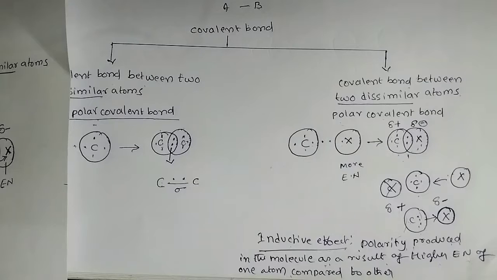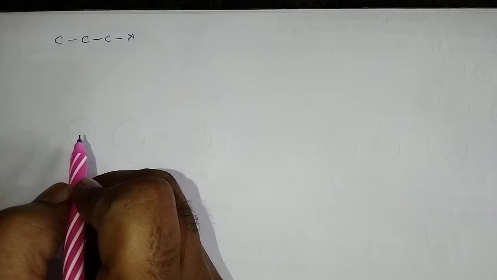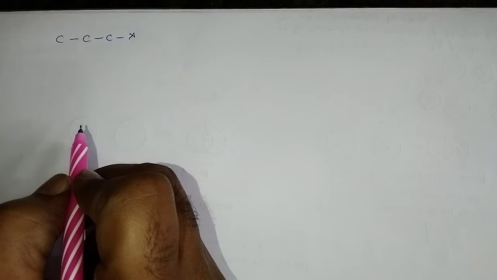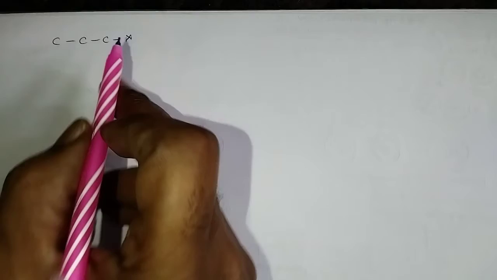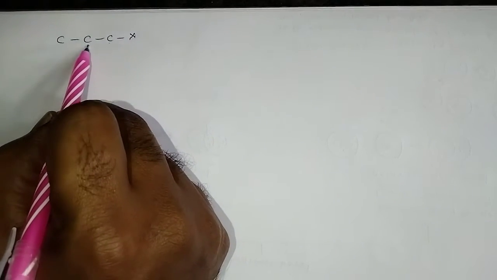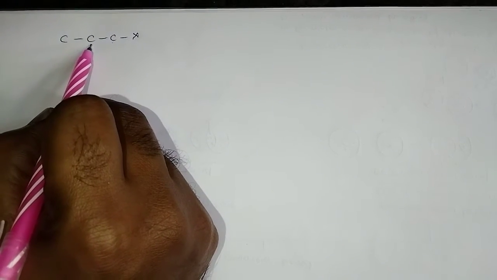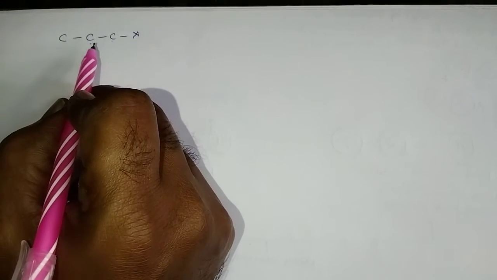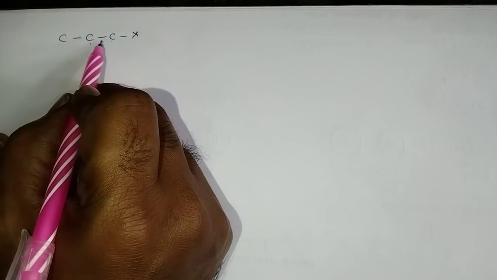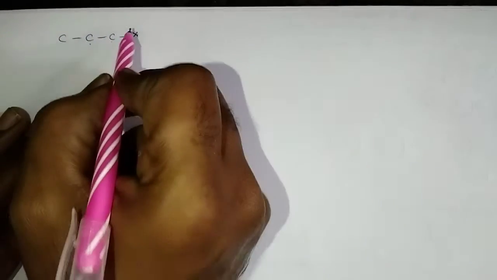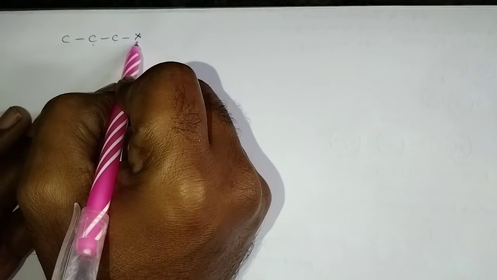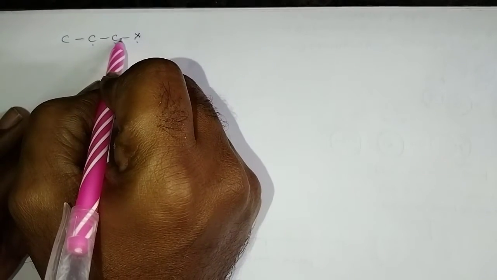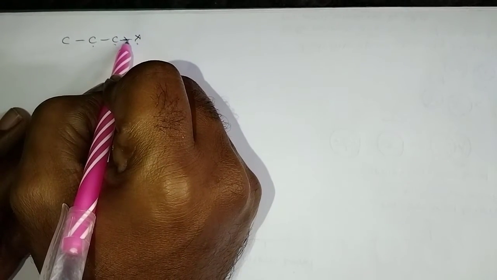Now let us see examples. Before understanding the examples, inductive effect is a transmitted effect. Inductive effect is transmitted from one carbon atom to another carbon atom. How is it transferred? Here, due to more electronegativity, this atom attracts the electrons from this carbon atom, so electrons are transferred.